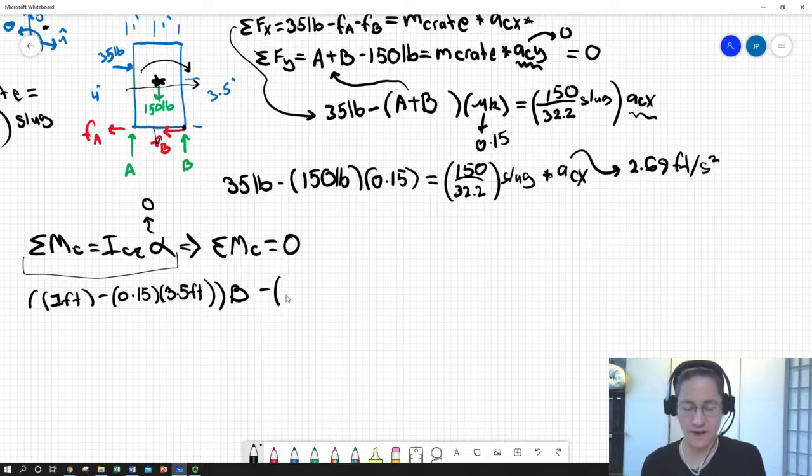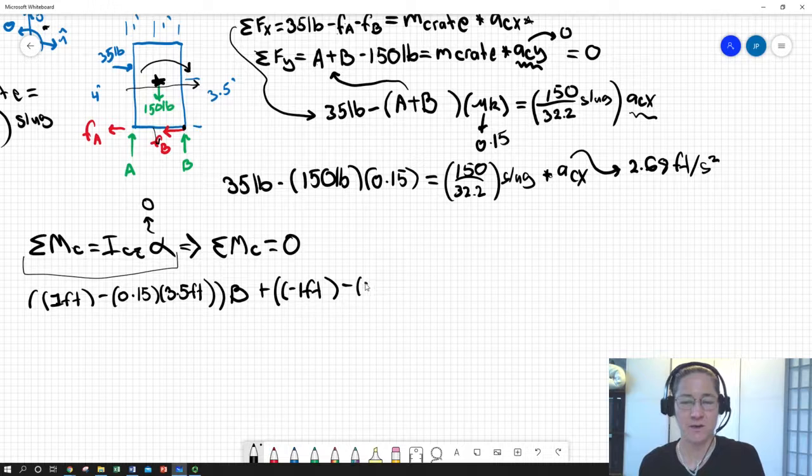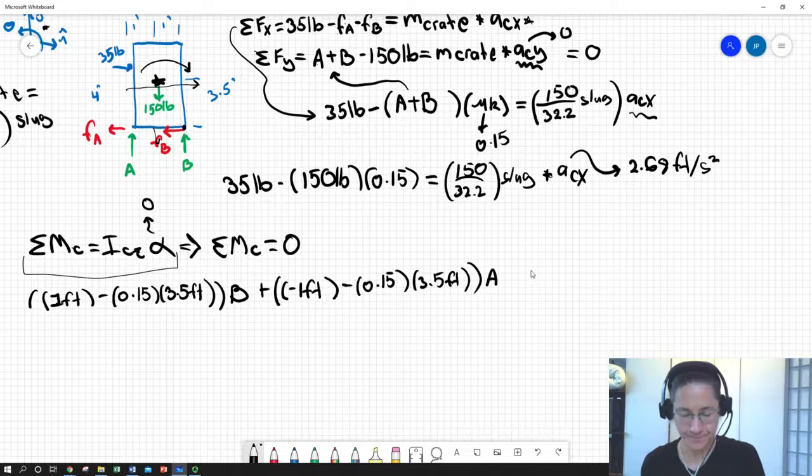So we're again going to have a negative moment due to, I'm just going to add this up, negative 1 foot. And again, everything at A, both the frictional force and the normal force itself, is producing a negative moment about the center of mass. So we have minus 0.1 times 3.5 feet. So this is all negative times A.